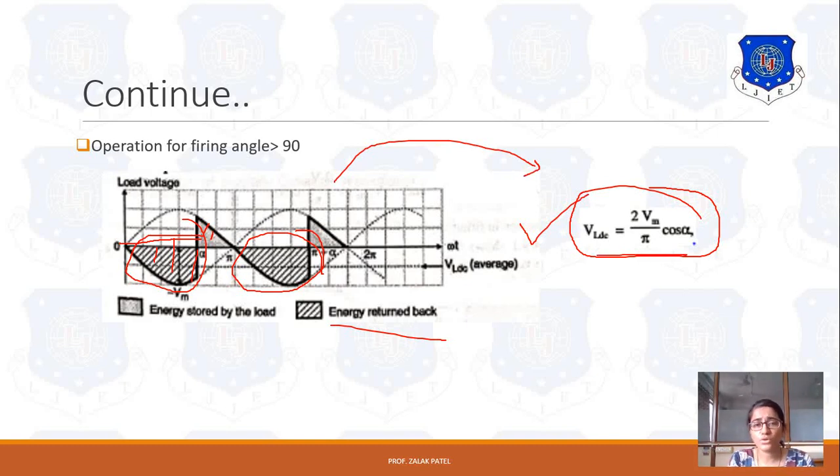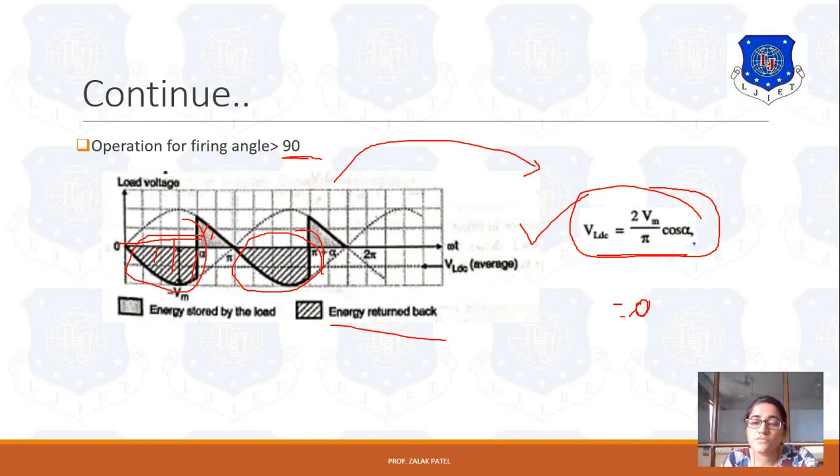So if we put alpha equal to 90 degree, meaning firing angle equal to 90 degree, then cos 90 is equal to 0. If cos 90 equals 0, then as we already discussed in the second case on the previous slide, the voltage drop is equal to 0, and if the voltage drop is equal to 0, then the power flow will be 0.